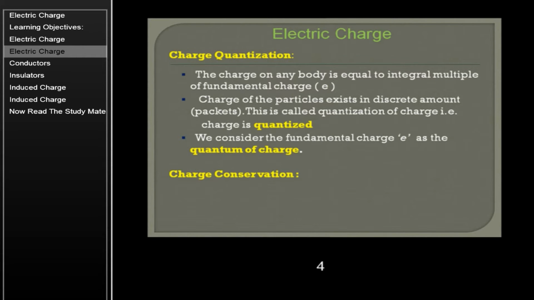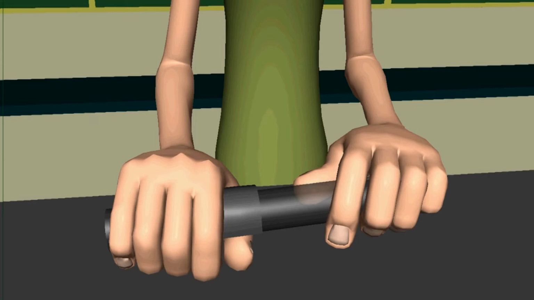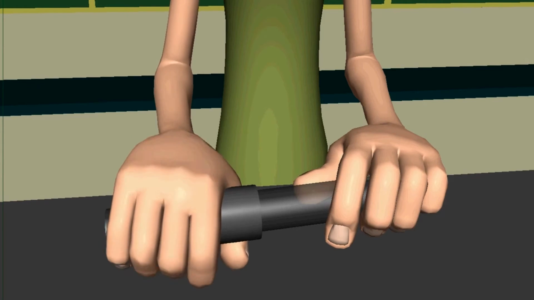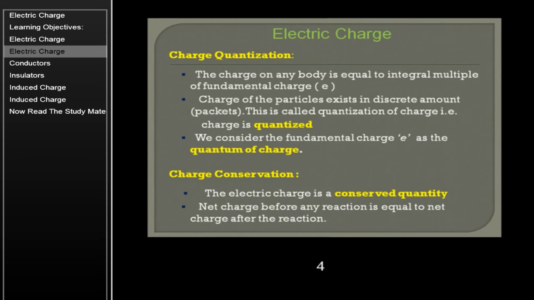Charge conservation. The charge of an isolated system is conserved. It is possible to create or destroy charged particles, but it is not possible to create or destroy net charge. So, electric charge is a conserved quantity, and net charge before any reaction is equal to net charge after the reaction.